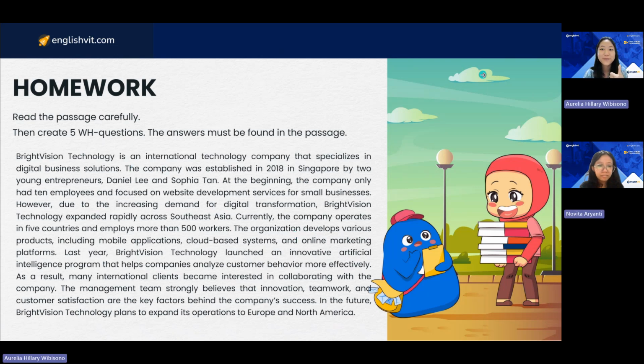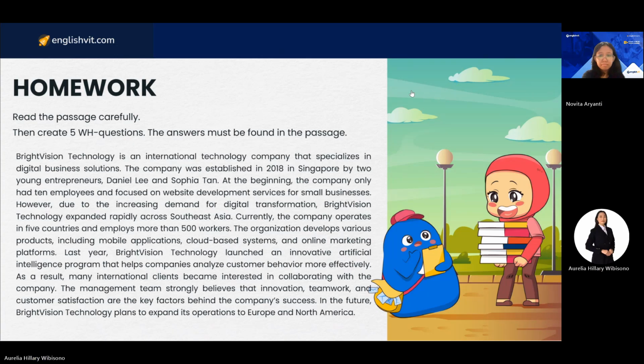Is that clear? Okay. Actually, this one is related to our next session, because next session we are going to learn about reading skills.